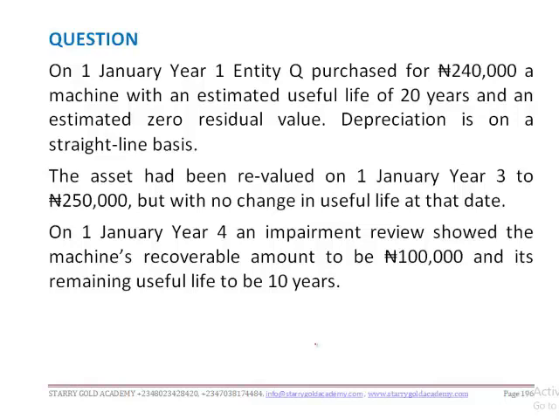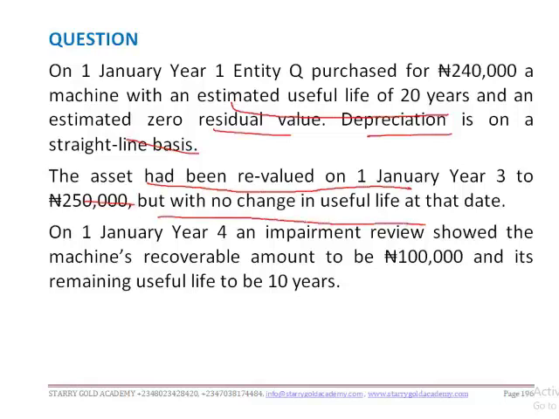On 1st January year 1, entity Q purchased a machine worth 240,000 naira with an estimated useful life of 20 years and an estimated zero residual value. Depreciation is on a straight line basis and the asset was revalued on 1st January year 3 to 250,000 but with no change in useful life at the date. On 1st January year 4, an impairment review showed the machine's recoverable amount to be 100,000 and its remaining useful life to be 10 years.